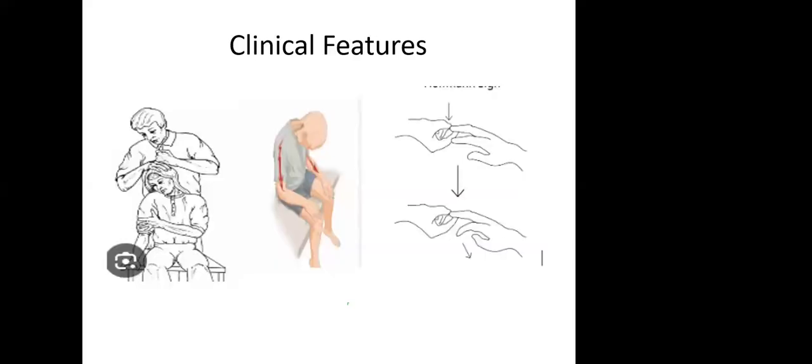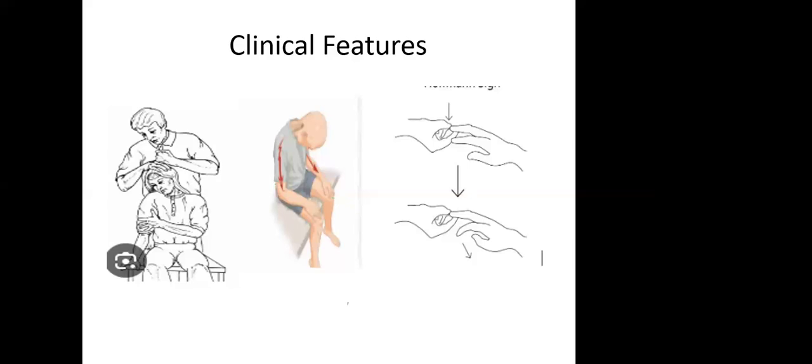Okay, so these findings, the first diagram actually shows the Spurling sign, which might be positive in patients with cervical spondylosis. So it demonstrates the patient, there's usually initial extension, and then the head is flexed towards the side of the pain, and then a gentle pressure is applied, and then the patient reproduces that pain.